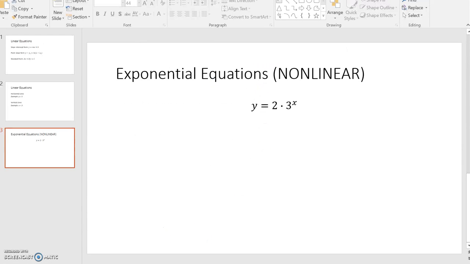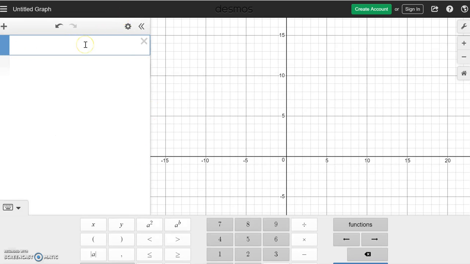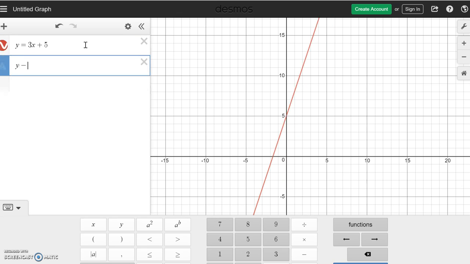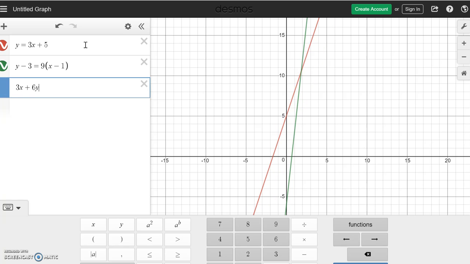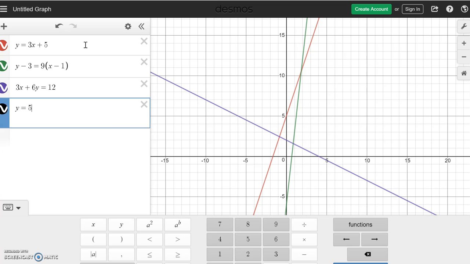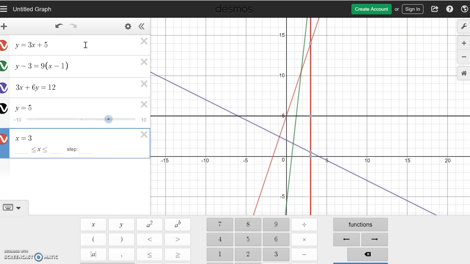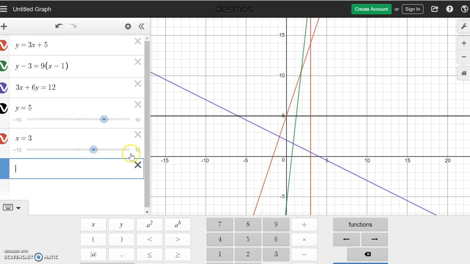So I'm going to go now to my online graphing calculator. I'm using Desmos. If you wanted to try any graphs on your own graphing calculator, you could. Just as a quick reminder, if I graph something in slope-intercept form, it makes a line. If I do something in point-slope form, it makes a line. If I do something in standard form, it makes a line. And if I do the vertical line or horizontal line, all of those make lines. So if I look back at the equations, they all make lines.